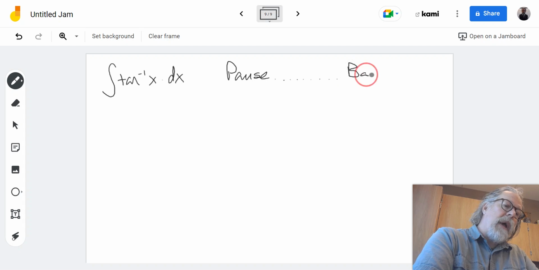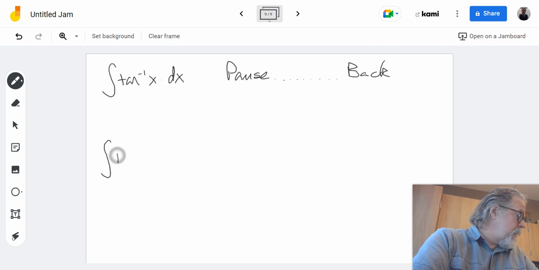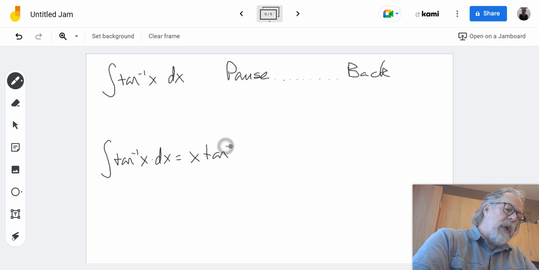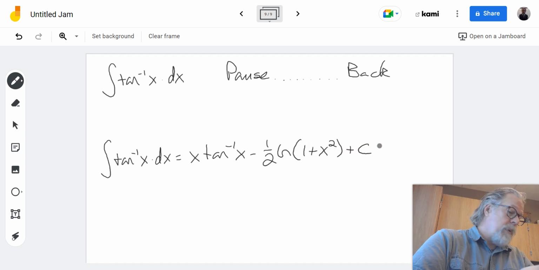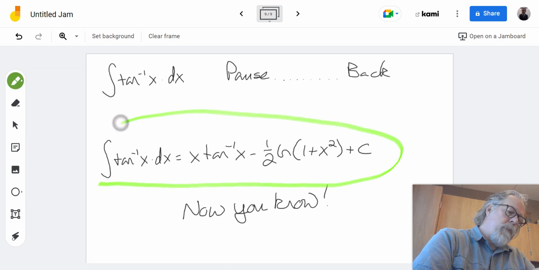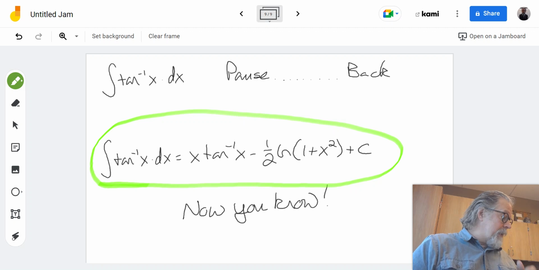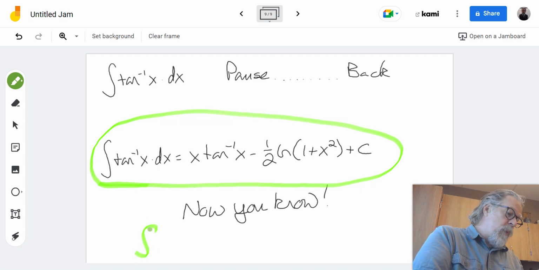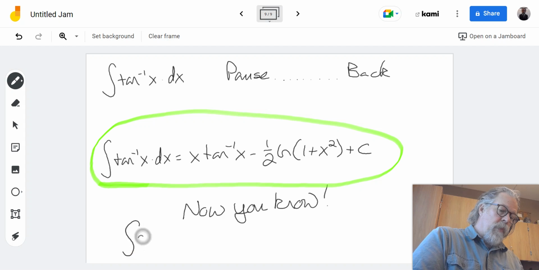And now that you are back, we discovered that the antiderivative of tangent inverse or arctangent of x is x arctangent of x minus 1/2 times the natural log of 1 plus x squared plus a constant. Now you know. And, oops, if you were wondering, you could do that one as well.